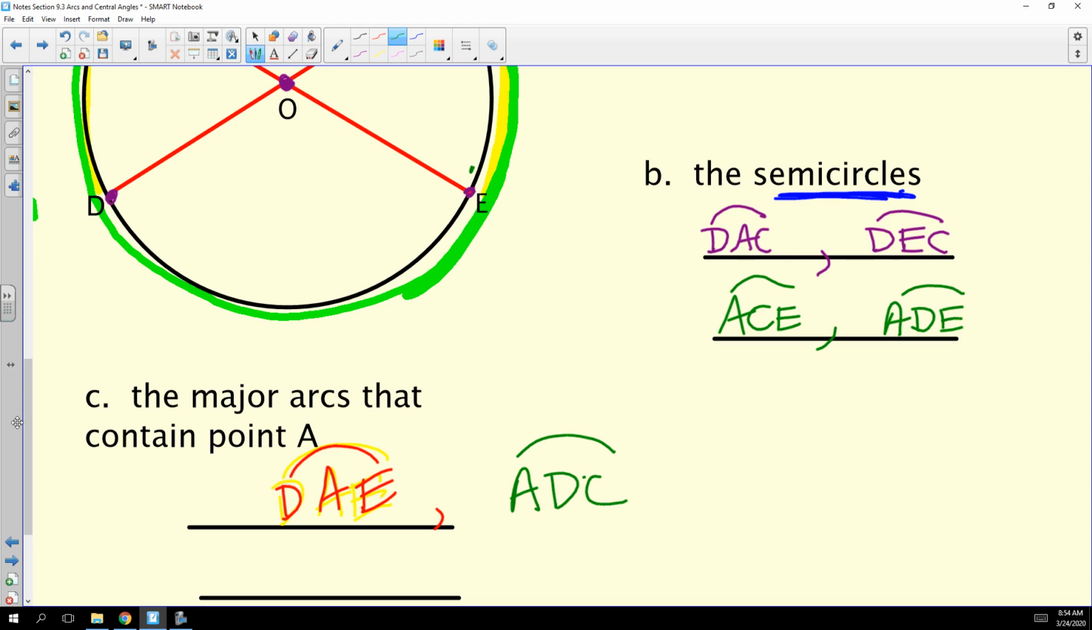All right, we're going to move on to the next page because I only have a few minutes left before we need to start a conference.